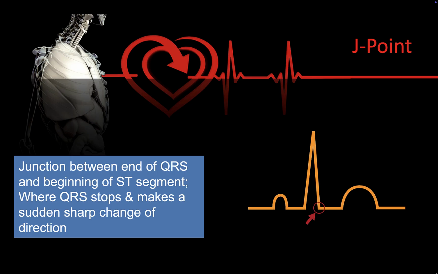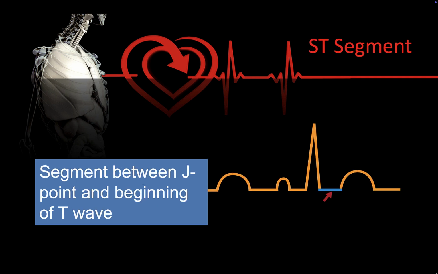Oftentimes, like in this machine-generated image, it's a very obvious angle, a change of direction, which makes it easy to see. On real patients, on real ECGs, it's sometimes much more challenging to decide where you think the QRS ends and the ST segment starts. We look at the ST segment. We don't really care how long it is.